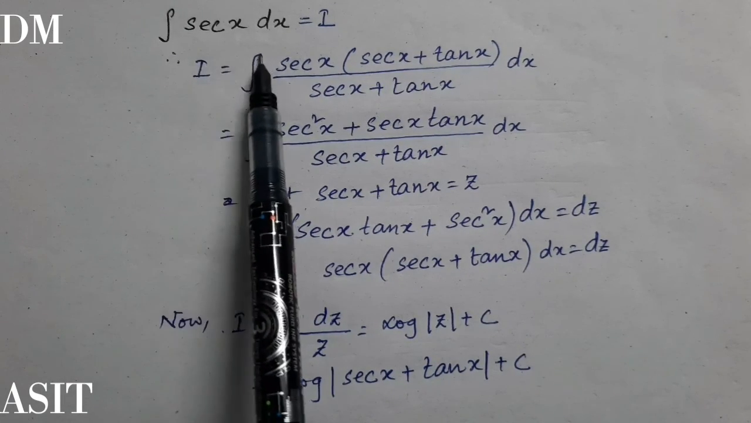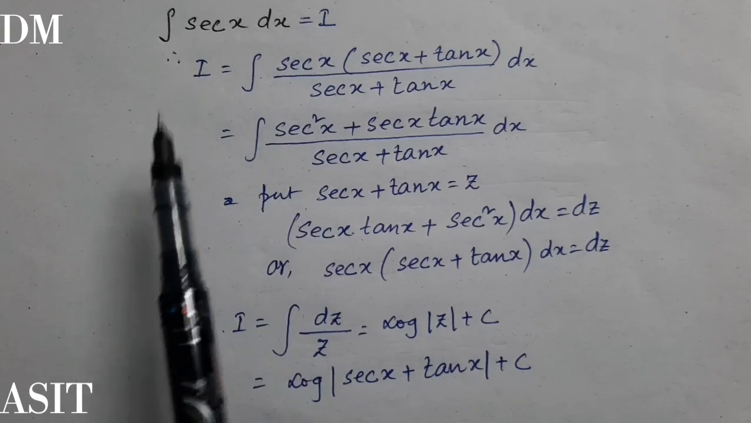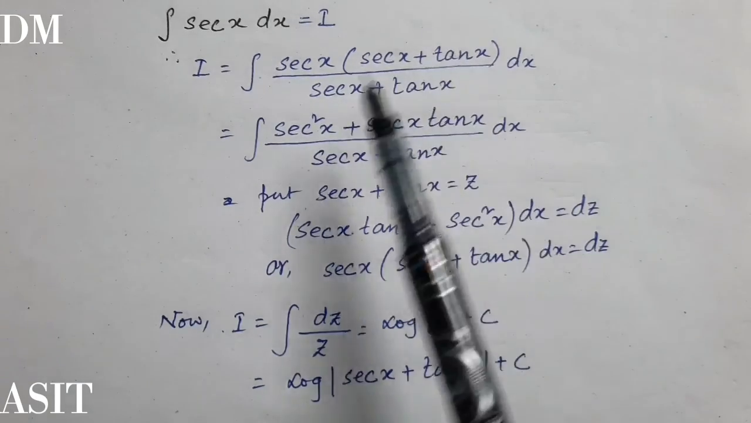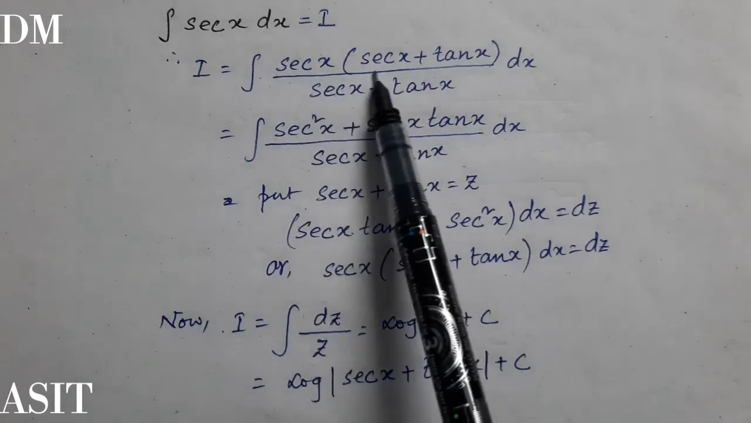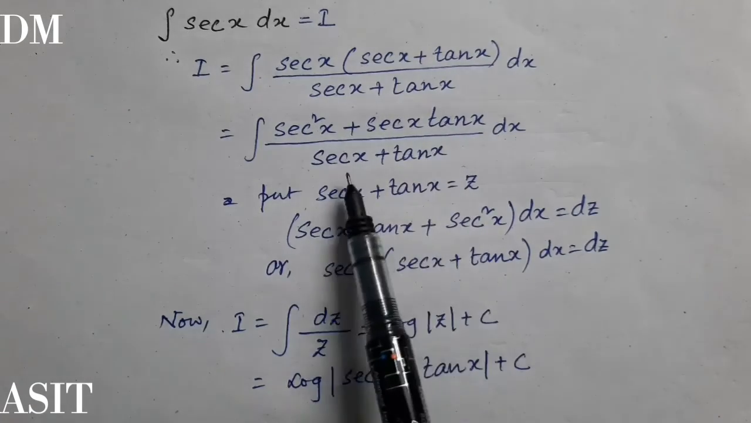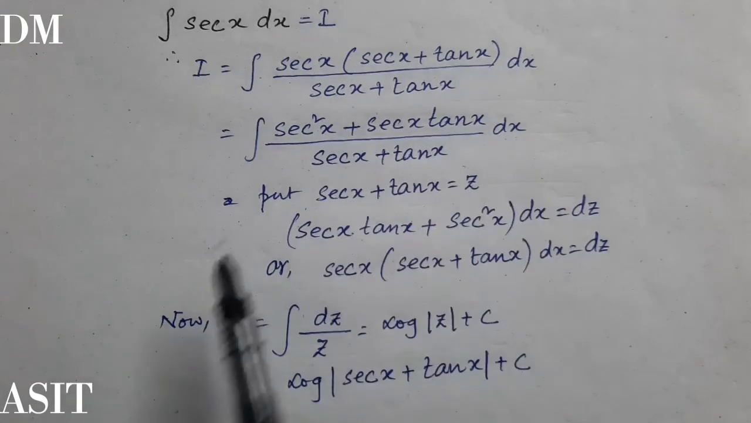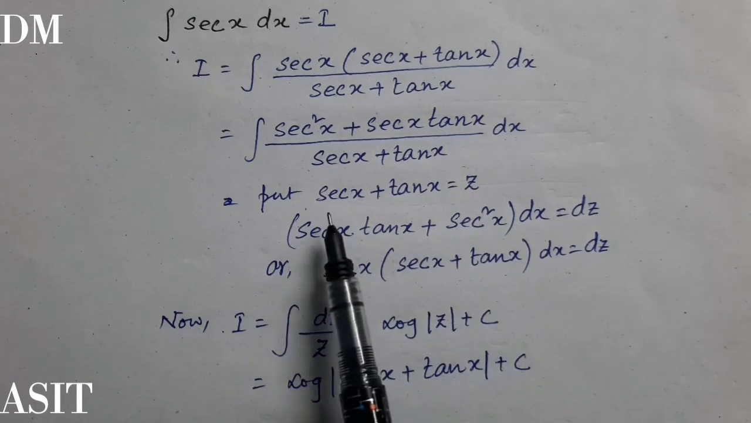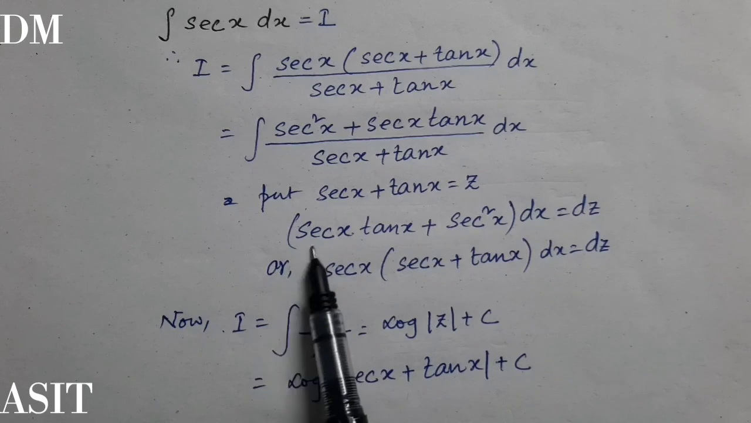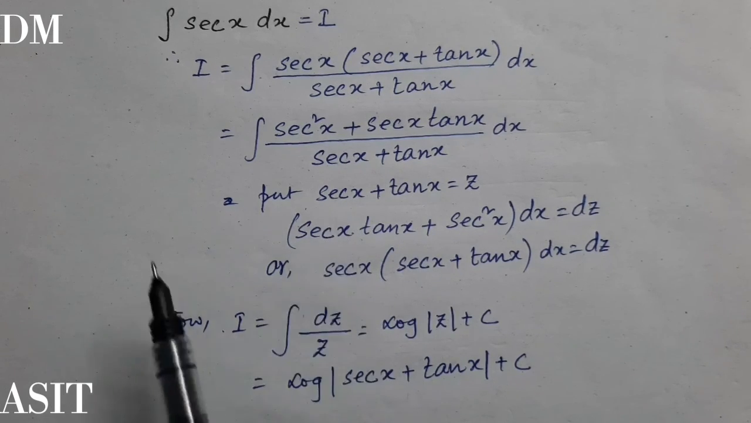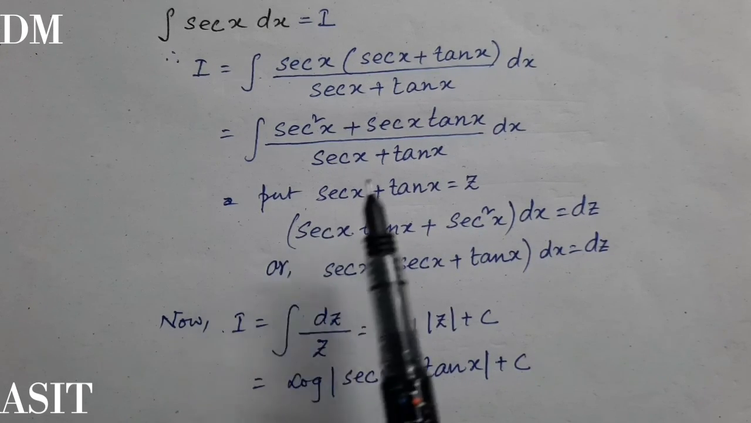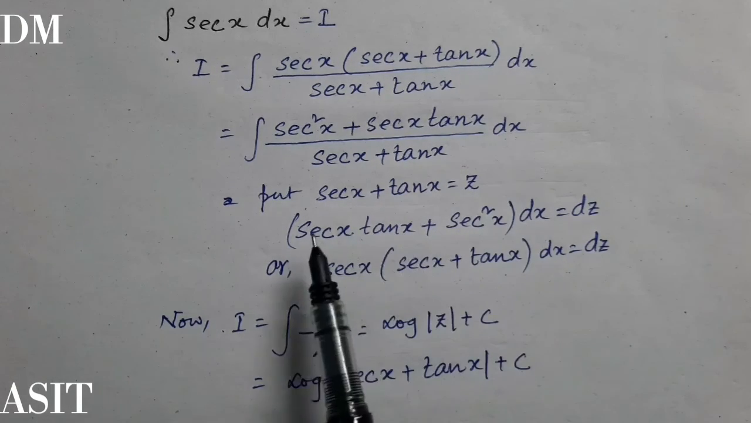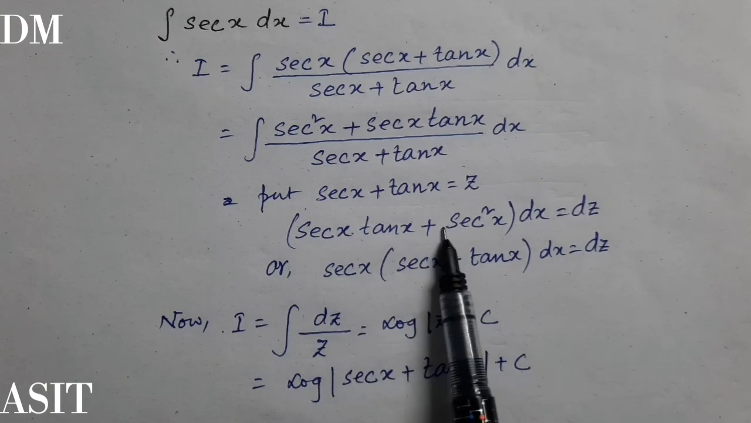We can write integration of secant x dx equals I. Now we can multiply secant x plus tan x in both numerator and denominator. Then the numerator will become secant square x plus secant x tan x, and the denominator is secant x plus tan x, dx. Now we can put secant x plus tan x as z. And we know that differentiation of secant x is secant x into tan x, and differentiation of tan x is secant square x.